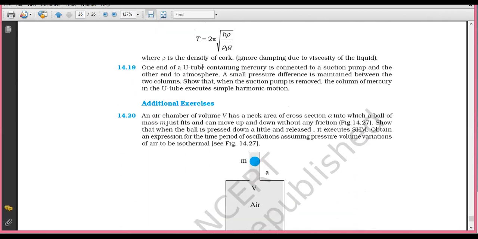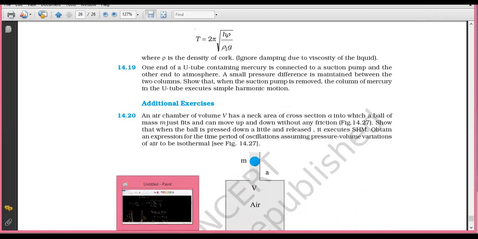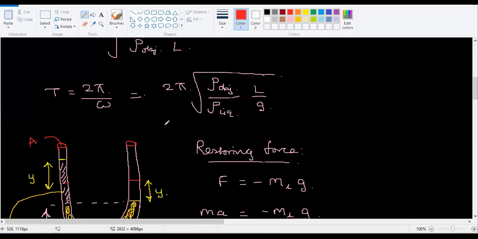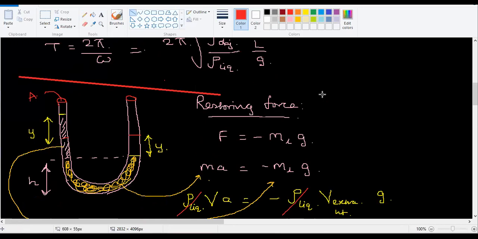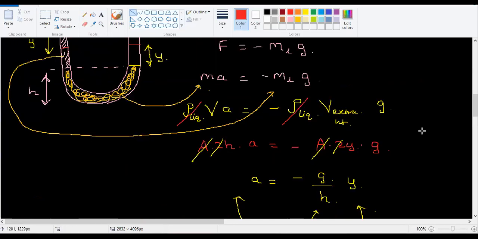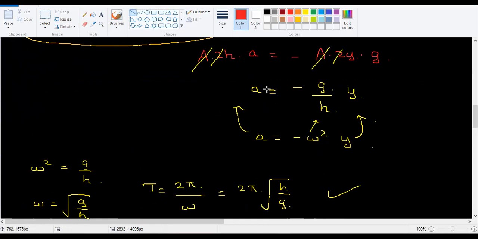Look at this. One end of a U-tube containing mercury is connected to a suction pump and the other end to the atmosphere. A small pressure difference is maintained between the two columns. Show that when the suction pump is removed, the column of mercury in the U-tube executes simple harmonic motion. So that's what we did right now in the second one, the U-tube. Whenever you see an equation which follows this characteristic equation of SHM, we say that it will follow simple harmonic motion.